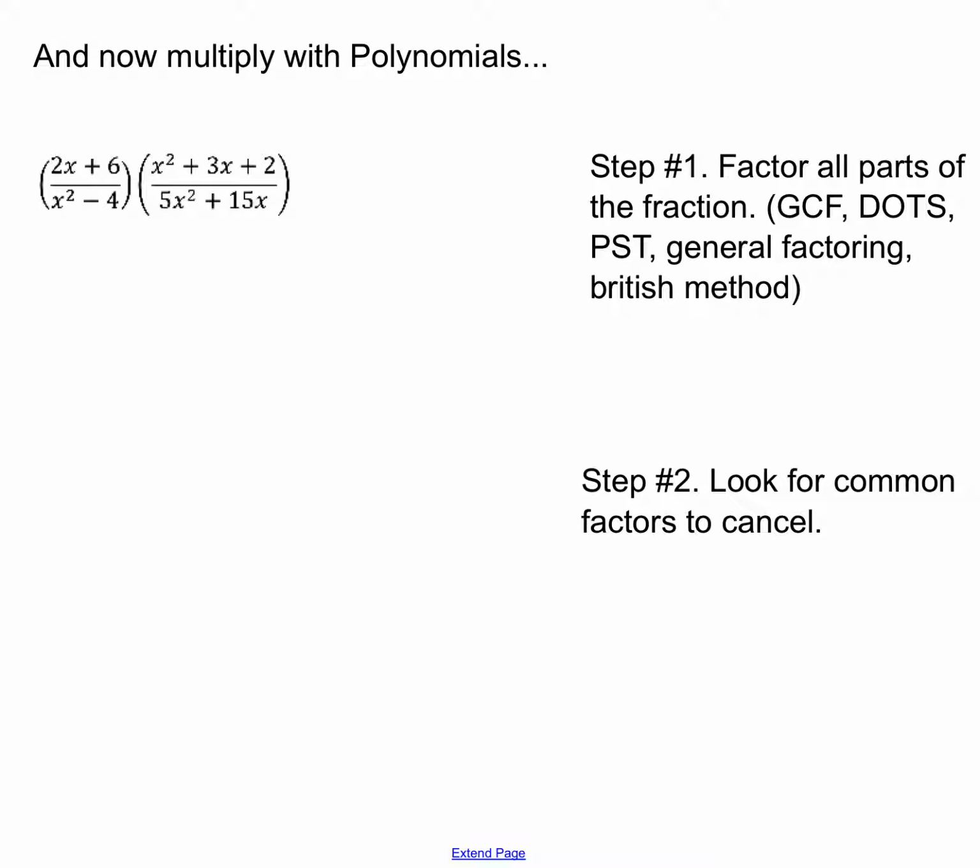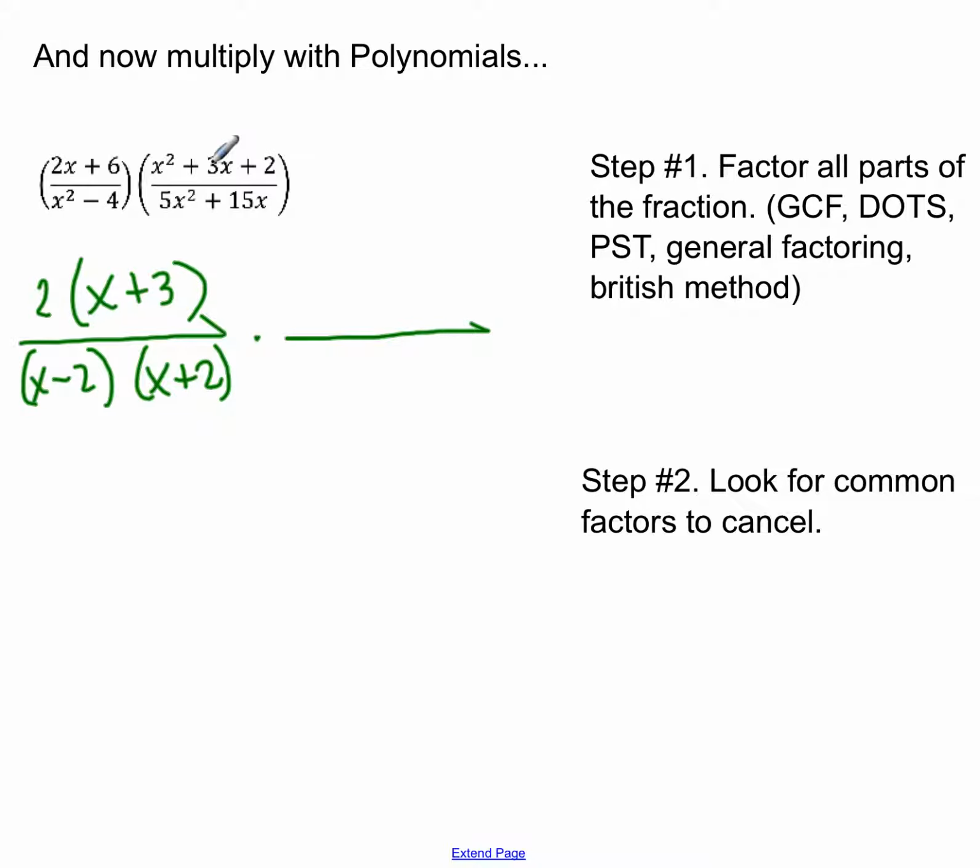Now we're going to multiply with polynomials. Look at how much more complicated this looks. It is more complicated, but once you get the general gist of it, as long as your factoring is strong, it's not so hard. Step 1, factor all parts of the fraction. Don't forget to use GCF, use dots, use perfect square trinomial, use general factoring, use the British method. Okay, so I'm going to look at this. 2x plus 6. If I factor out a GCF, I'll have 2 times x plus 3. On the bottom, if I factor that, that's a dots. So I do x minus 2, x plus 2.